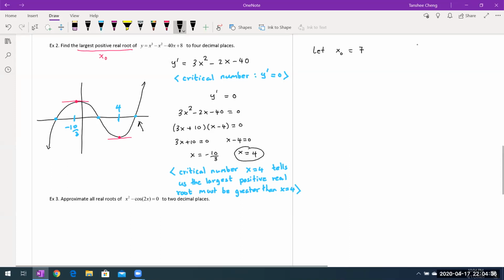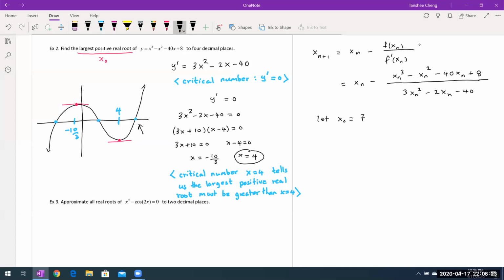So I wrote down the general formula for you again, which is x of n plus 1 equal to x of n minus f of x of n over f prime of x of n. If you plug x of n into the original function f and the first derivative function, this is what I got: x of n to the third power minus x of n squared minus 40 x of n plus 80 plus 8, all over 3 x of n squared minus 2 x of n minus 40. On a test, you don't need to show me plugging it in every single time. You can write down the general formula, substitute x of n into the functions, and that gives this general formula.